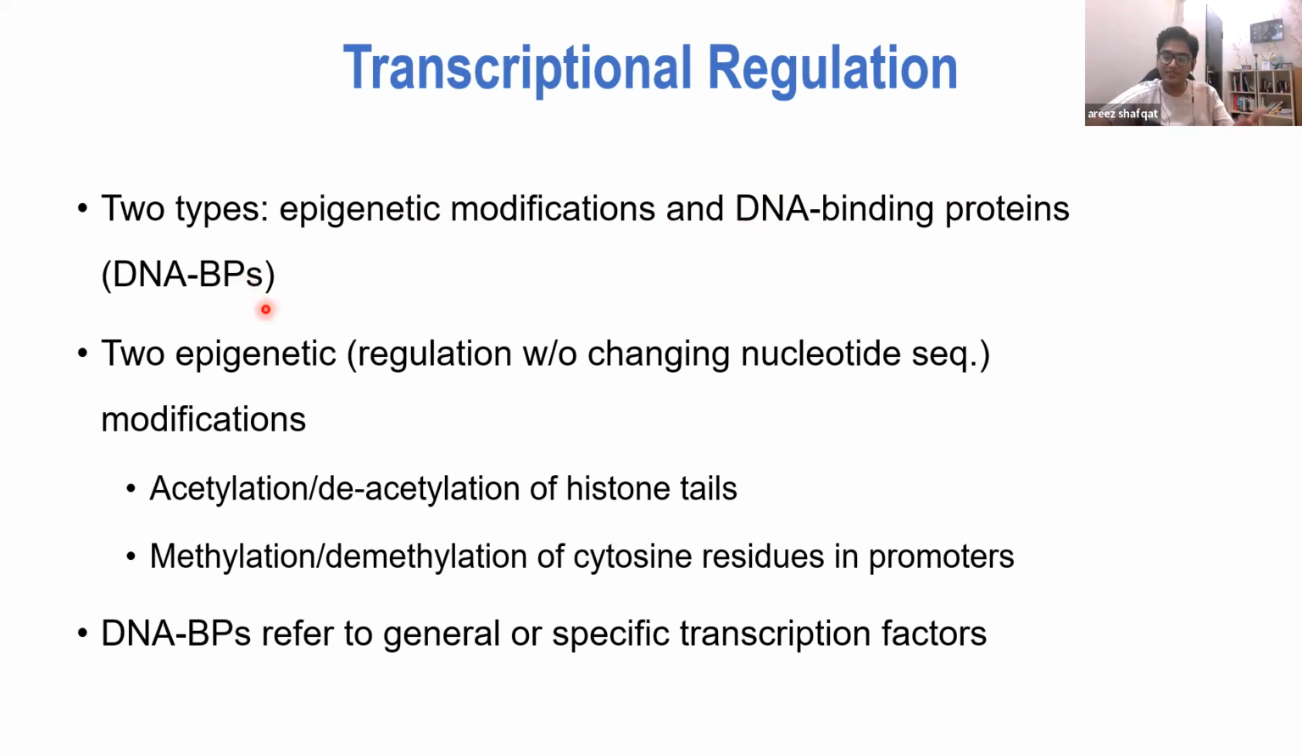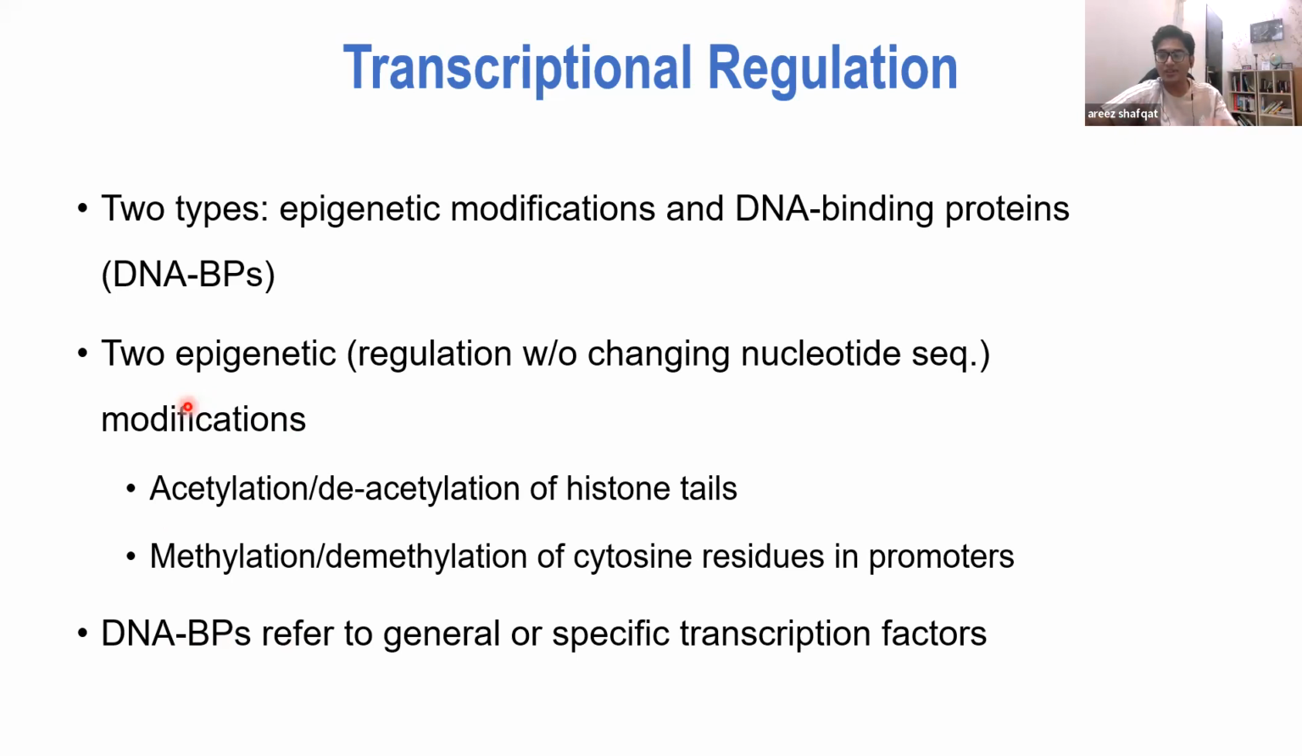Then there's two further subtypes of epigenetic regulation. One is acetylation/deacetylation of histones, and one is methylation or demethylation of promoters. Okay, and the DNA binding proteins refer to transcription factors. And transcription factors are two types, general or specific. This is a general overview slide. We'll go into each of these mechanisms in detail now.